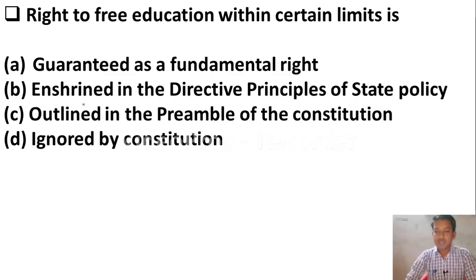Right to free education within certain limits is: option A, guaranteed as a fundamental right; option B, enshrined in the directive principles of state policy; option C, outlined in the preamble of the Constitution; option D, ignored by the Constitution. Right to free education within certain limits is in the directive principles of state policy.